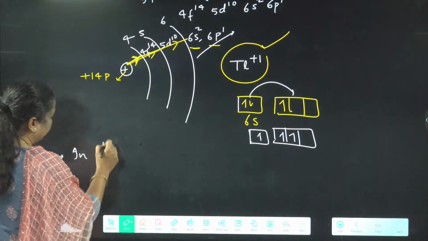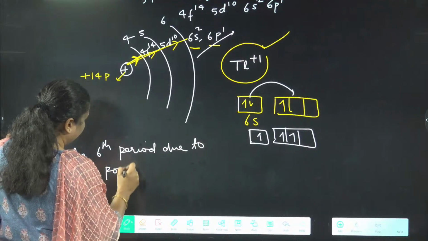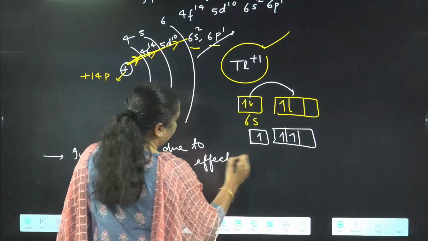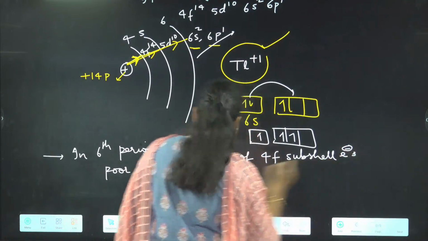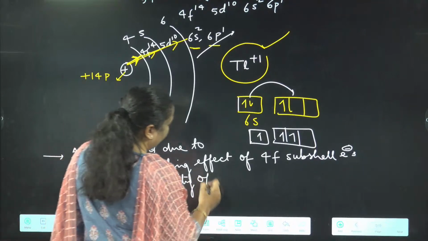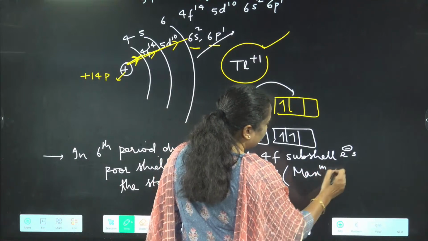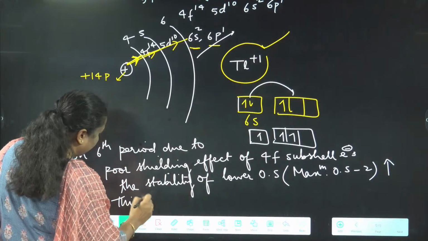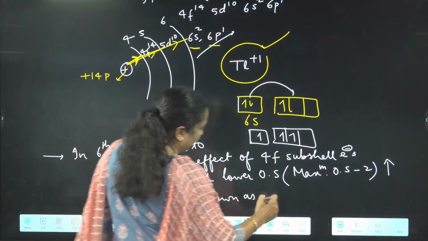Okay, so I'll just write down: in the 6th period, due to the poor shielding effect of 4f subshell electrons, the stability of the lower oxidation state, that is, maximum oxidation state minus 2, increases. This effect is known as the inert pair effect.